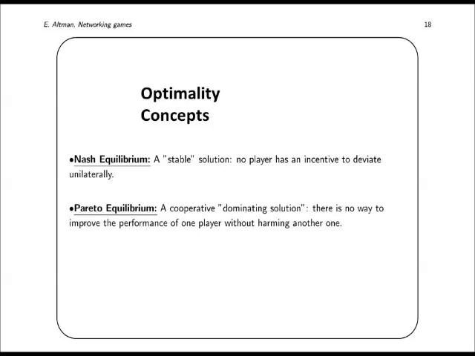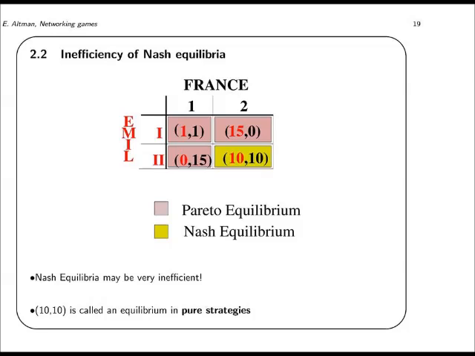An alternative concept of optimality is the Pareto Equilibrium. It is a cooperative type of definition, a dominating solution. It's defined as follows: there is no way to improve the performance of one player without harming another one. In the prisoner's dilemma game, we see that all possibilities, except for the one that is Nash equilibrium, are Pareto equilibrium. This means that the Nash equilibrium is quite inefficient. It is the only one that is not Pareto equilibrium.